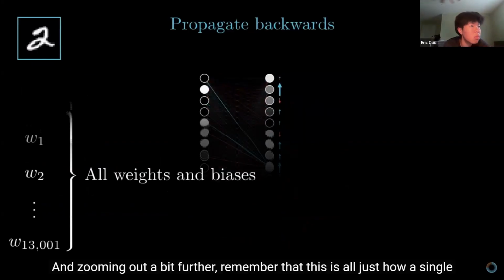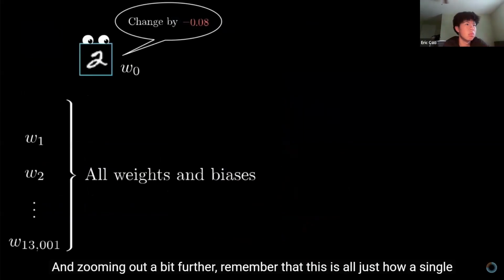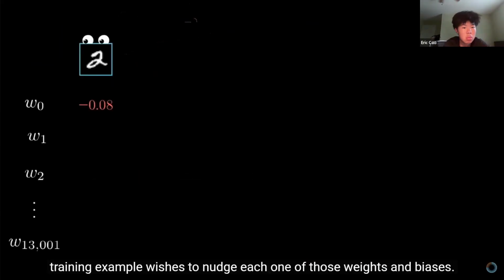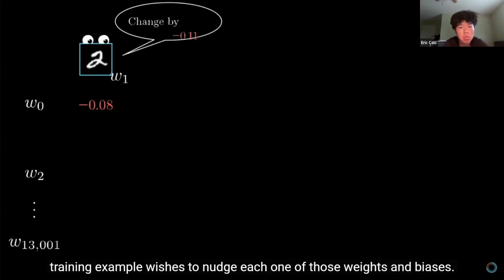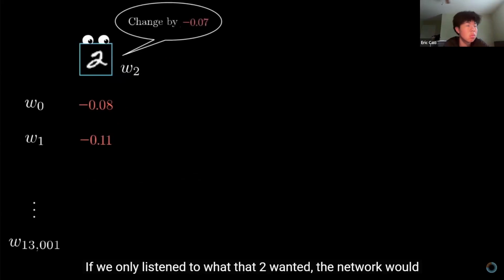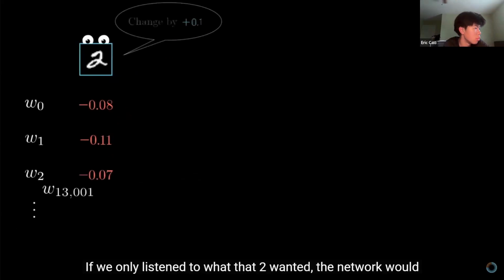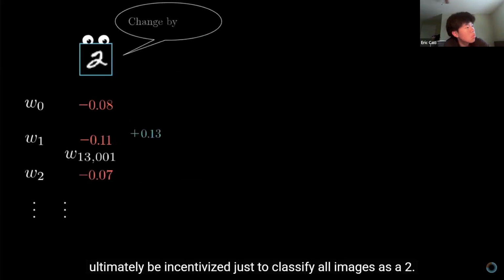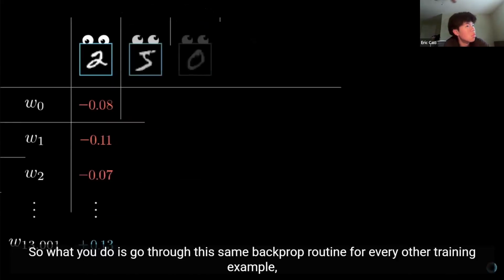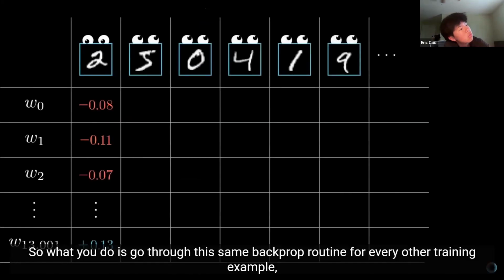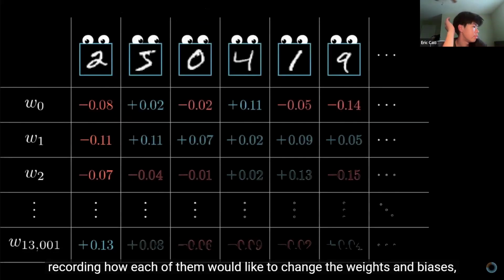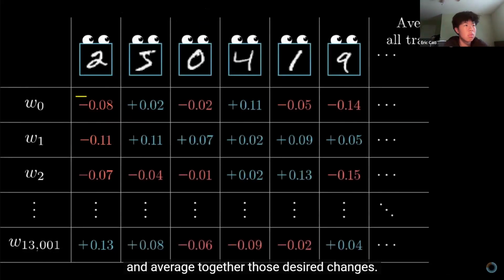And zooming out a bit further, remember that this is all just how a single training example wishes to nudge each one of those weights and biases. If we only listened to what that 2 wanted, the network would ultimately be incentivized just to classify all images as a 2. So what you do is you go through this same backprop routine for every other training example, recording how each of them would like to change the weights and the biases, and you average together those desired changes.